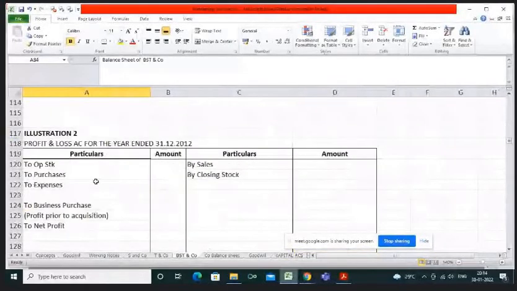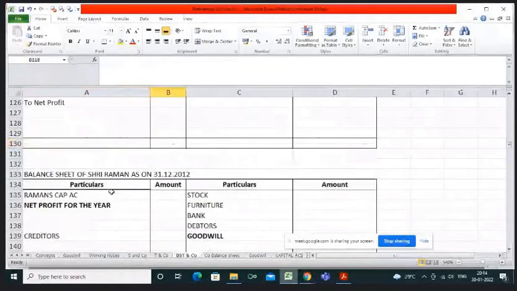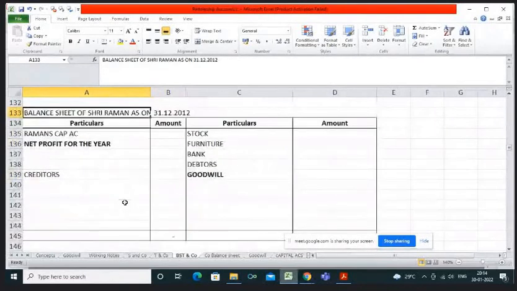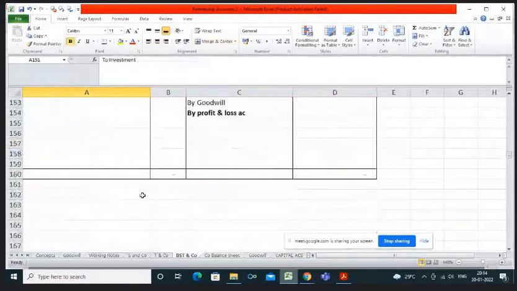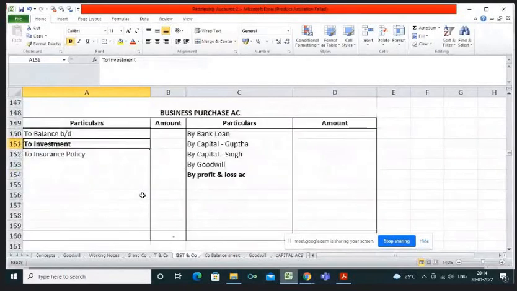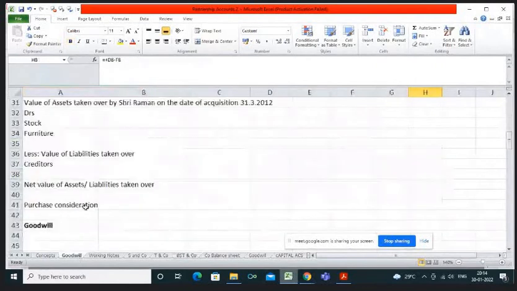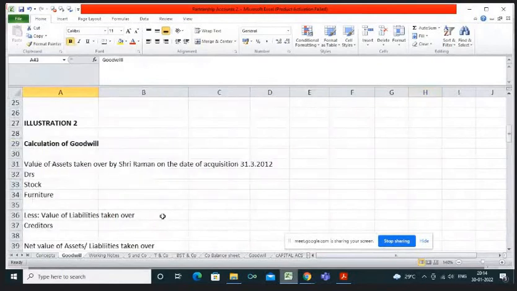So below that itself, I will prepare for illustration number 2. I will prepare the profit and loss account for the year ended 31st December 2012, then the balance sheet of Sri Raman as on 31/12/2012. And we'll have to work out the amount of goodwill. That's the first step we have to do.